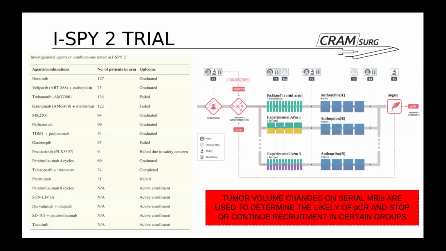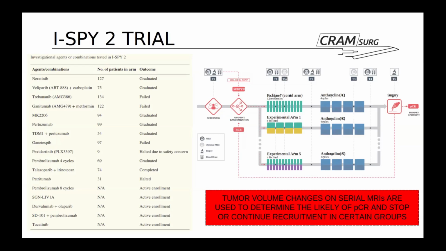And you can see here on the left how in the I-SPY2 trial, they've already tried a massive number of different types of treatments. And based on a very quick, very early analysis, the authors were able to graduate some treatments to the next stage where we're talking about phase 3 trials, and fail some of the treatments that were absolutely not promising. And these can apply to different subgroups of patients based on the original biochemical analysis.